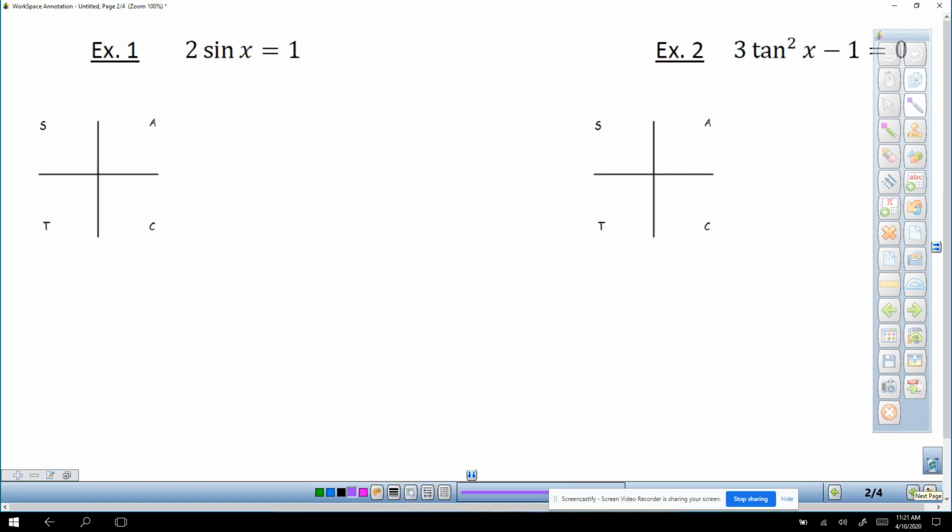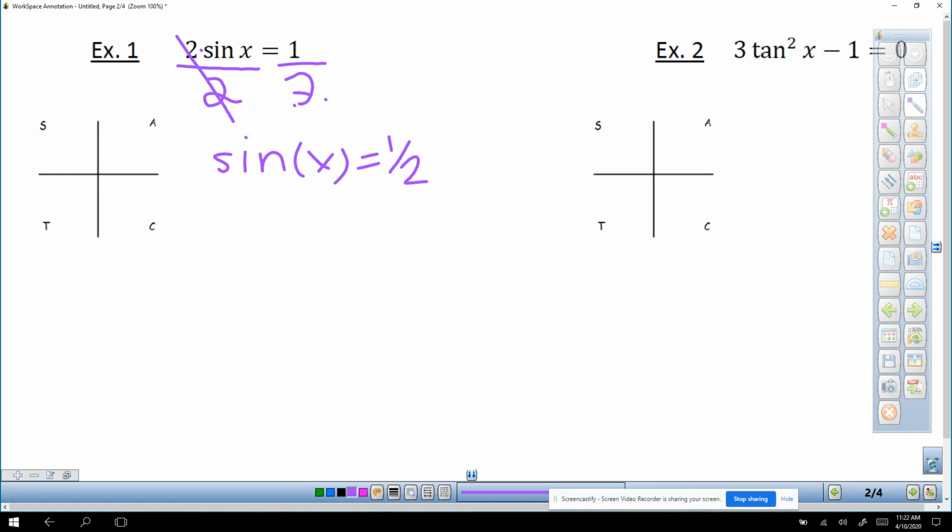All right, so when we look at this first example, we want to isolate the trig function. So 2 is being multiplied by sine of x, so I'm going to divide by 2. 2 to one side, 2 to the other. It's like solving an equation. Okay, so we get sine of x is equal to 1/2.